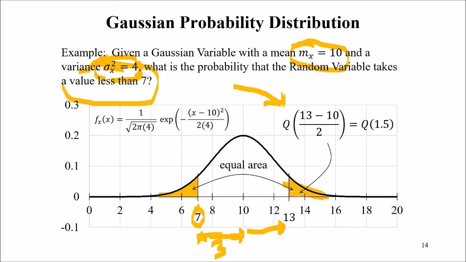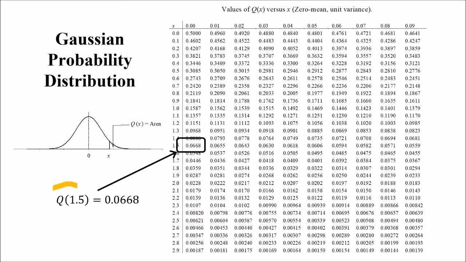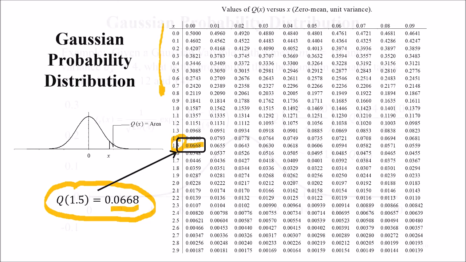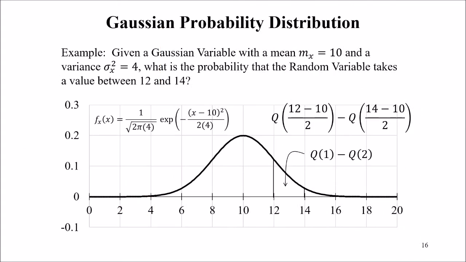So that would be Q of (13 minus 10) divided by, again, the square root of the variance. So divided by 2. 3 divided by 2 is 1.5. So we look up on the table the value of Q of 1.5. Read down the value of x till we get to the value of x equals 1.5. And the table reads that the value of the area is 0.0668.